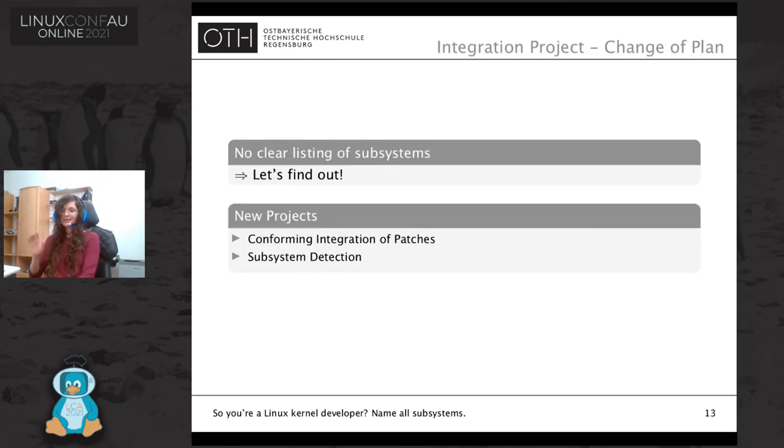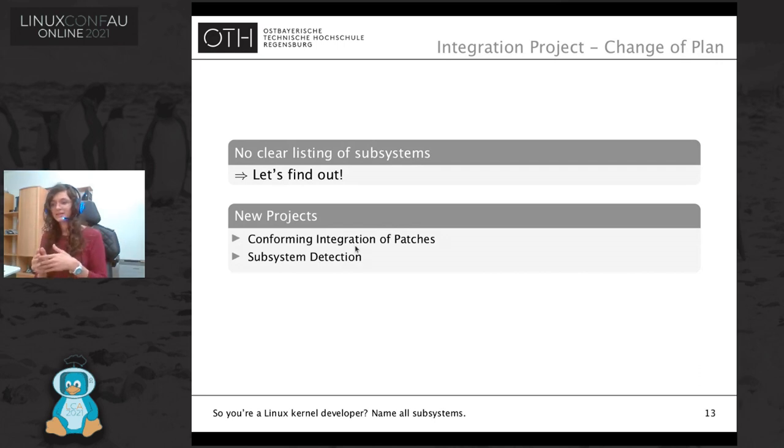So this sort of work can be so exciting, but so unpredictable at the same time. So we stumbled into a problem that we just did not think would be a problem prior to starting. There is no clear listing of subsystems, but why not find out ourselves? We have our definition now. And we still wanted to look at conforming integration of patches, so do keep that in mind. Like, was a patch integrated by a relevant maintainer? Yes or no. Conforming? Yes or no. And now let's just apply our term for a subsystem detection and really see what we can find.